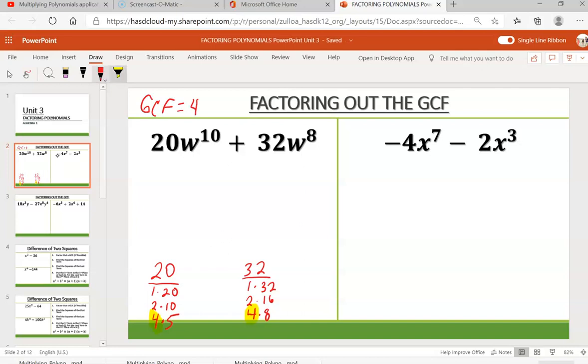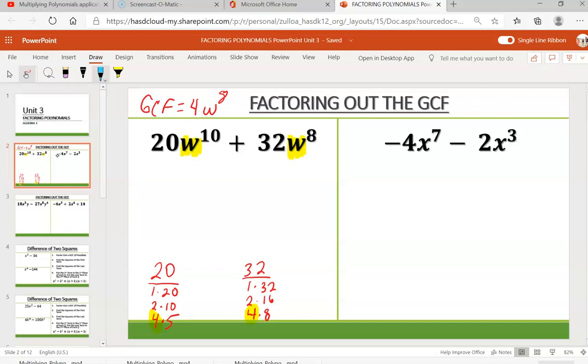And then you'll notice that both terms have a W. This one's W to the 10 and this one's W to the 8. Recall that when we were doing greatest common factors, you're always taking like variables, or variables that each term has in common. So you will take the W and you're going to take it to the smallest exponent. The smallest exponent that you have here is 8. 8 is smaller than 10. Now that we've identified our greatest common factor, we're able to factor it out or divide it out.